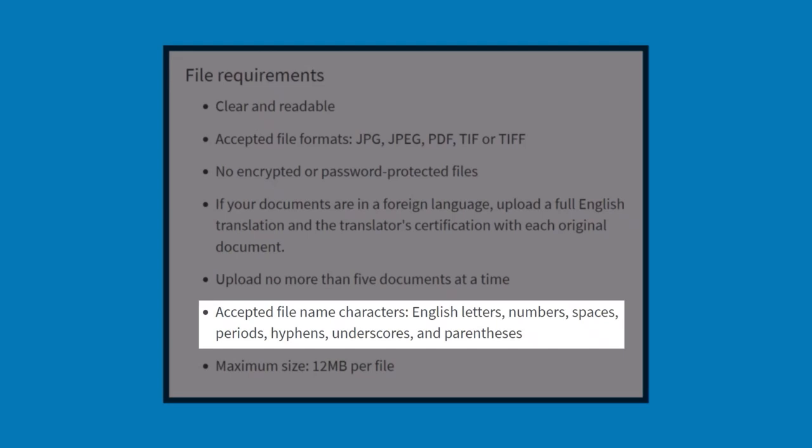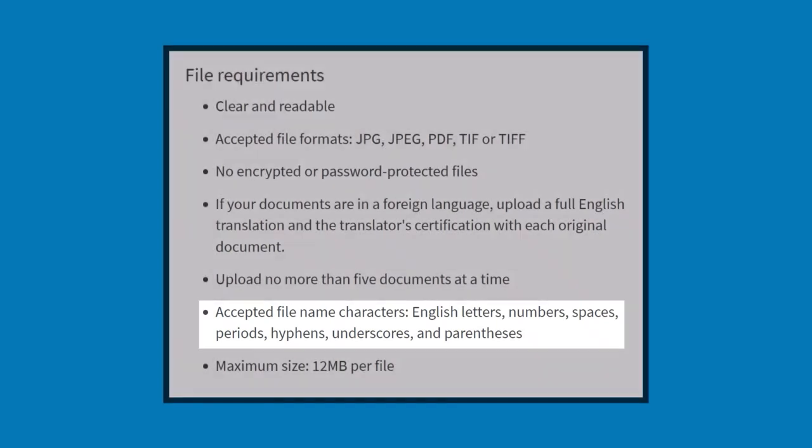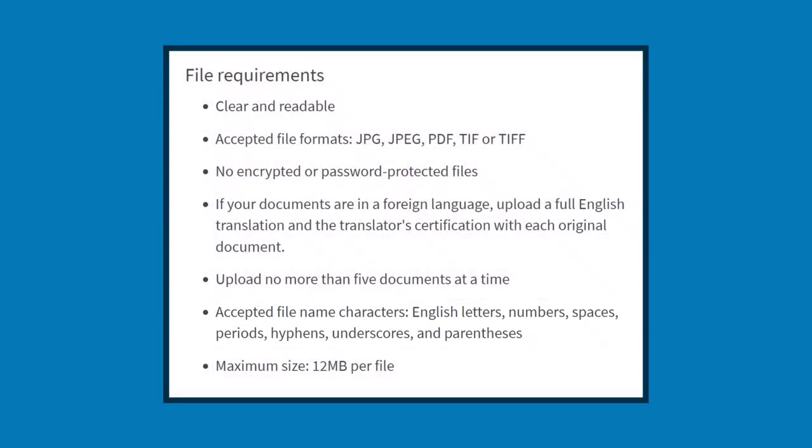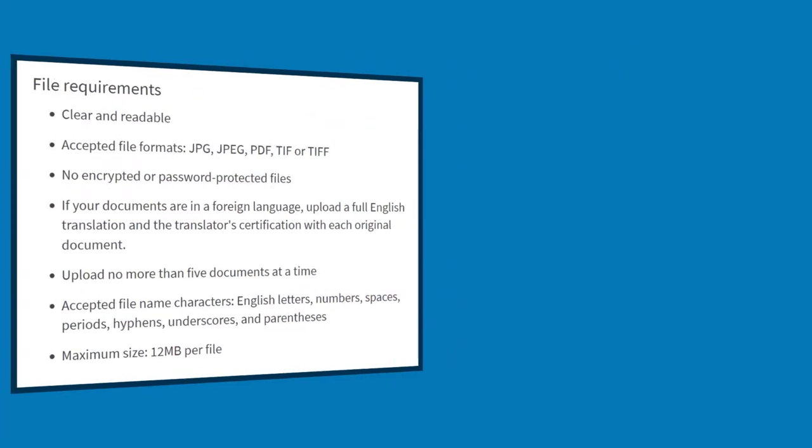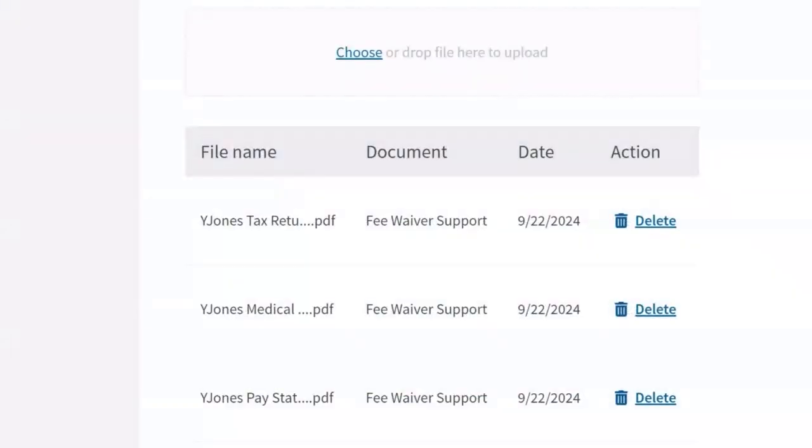File names must use English language characters and can contain numbers, spaces, periods, hyphens or dashes, underscores, and parentheses. Do not use number signs, do not use @ symbols, and do not use other special characters. If your evidence won't upload and the error message is only English language characters accepted, you need to revise the title and make sure it follows these guidelines.